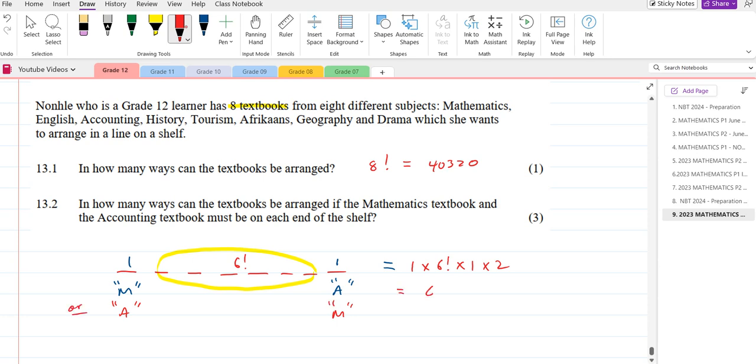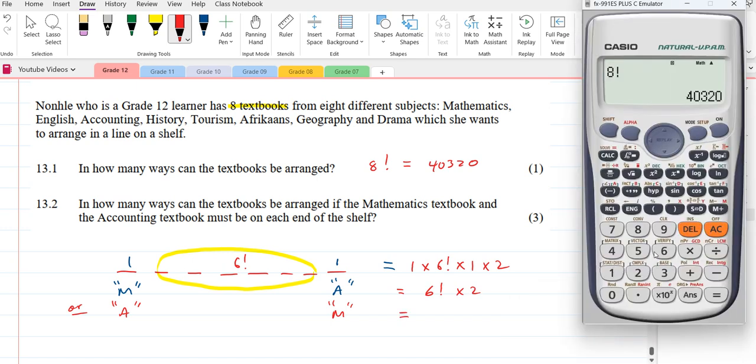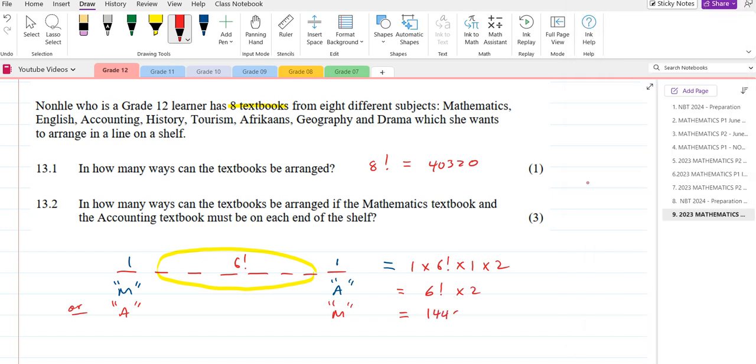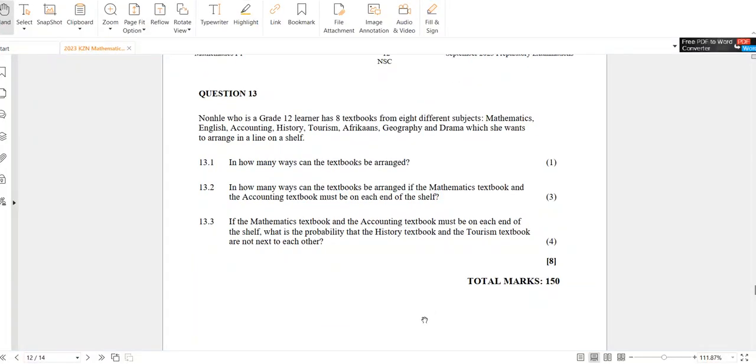So I've just got an answer, 6 factorial times 2. What is 6 factorial? 6 shift factorial times 2, 1440 ways. They didn't ask for a probability, just in how many ways. Yeah, so 1440. Now to the last and final question, question 13.2, 13.3.